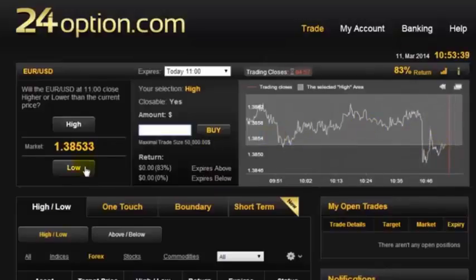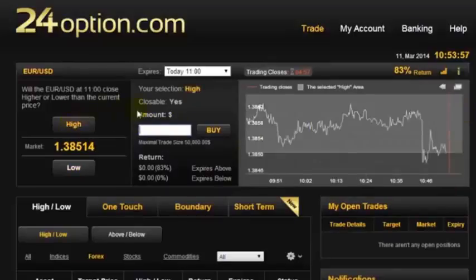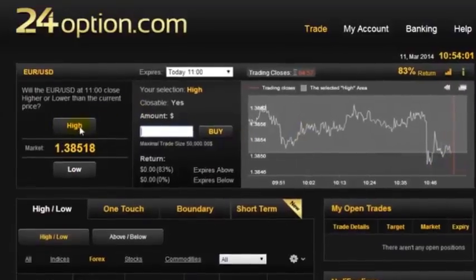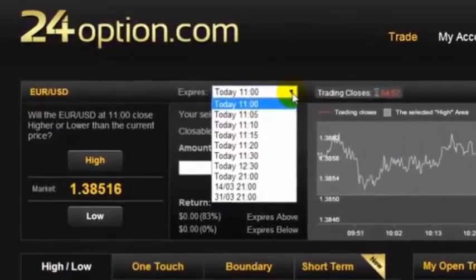And on the other hand, I can also select for the chart to go down. Again, if my prediction is correct and the chart will go down in my predetermined time, I will make a winning trade. On the other hand, if I select down and the chart goes up, I will lose the trade. So let's say I want to trade euro dollar to go up. Of course I would select high here, and here I would select the expiry time.